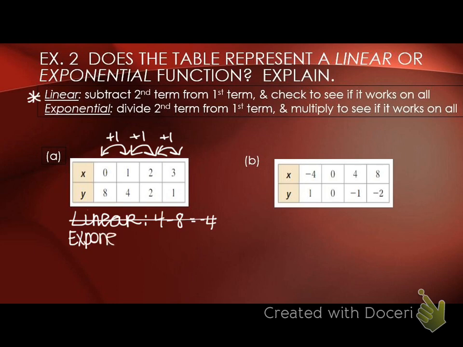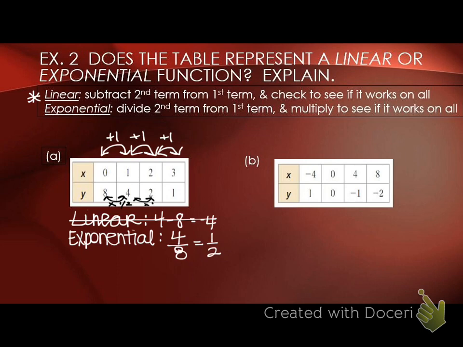Now, how do we do this? We're going to take the second term and divide it by the first term. So for exponential, we take the second term of 4, we divide it by 8, and what does that equal? 1/2. Now remember, we talked about at the beginning of the lesson, an exponential function, the pattern is to multiply by the same factor all the way across. So we're going to check and see, are they multiplying by 1/2 all the way across?